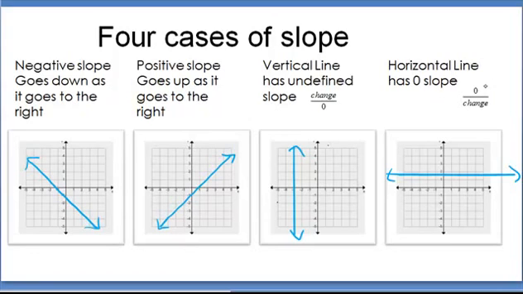And a horizontal line will have a 0 slope. From our ratio, vertical change, there is none. You are going at the same height all the way across. But you do have horizontal change. 0 divided by anything gives you 0.